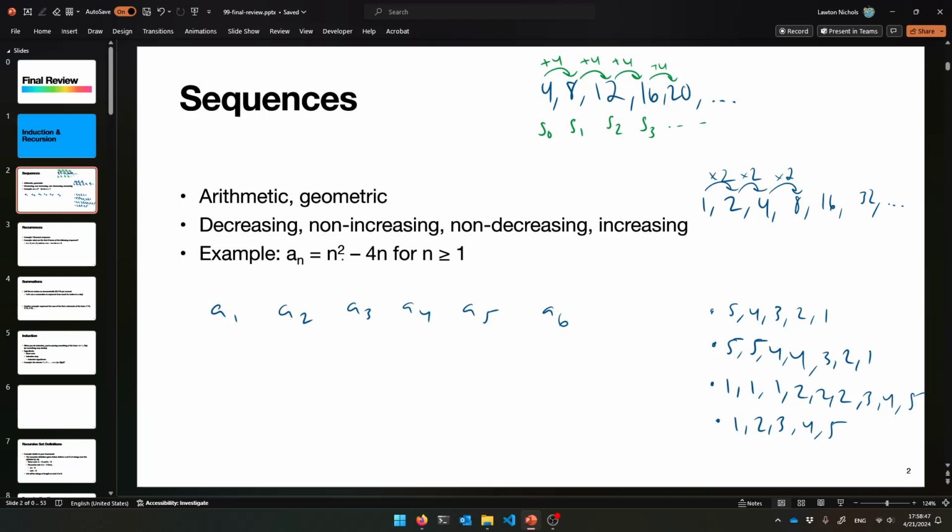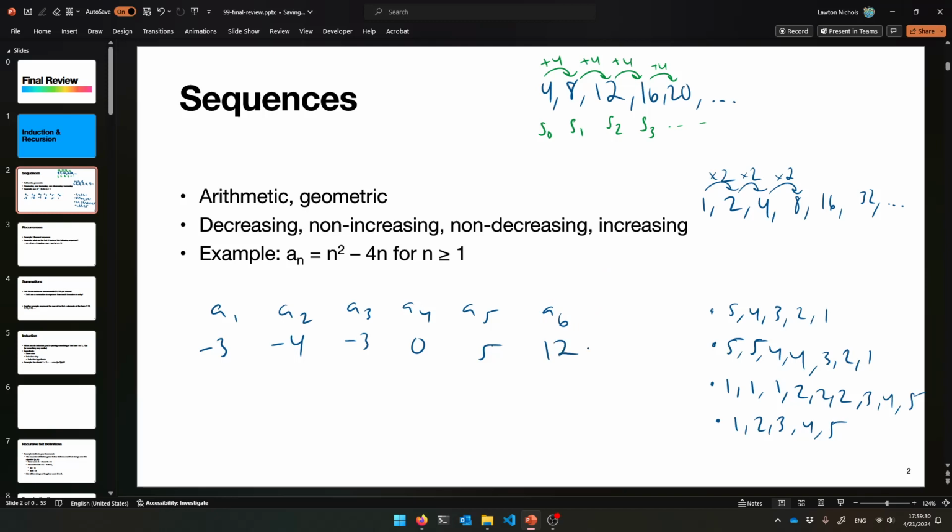So yeah, a_n is n squared minus 4n, so this one's going to be, a1 is 1 squared minus 4 times 1, so 1 minus 4, negative 3. a2 is 2 squared minus 4 times 2, so that's 4 minus 8, negative 4. a3 is 3 squared, so 9 minus 4 times 3, so 9 minus 12, that's negative 3. A4 is 4 squared, so 16 minus 4 times 4, 16 minus 16, okay, that's 0. And then A5, 25 minus 20, that's 5. And then we got 36 minus 24, so that's 12.